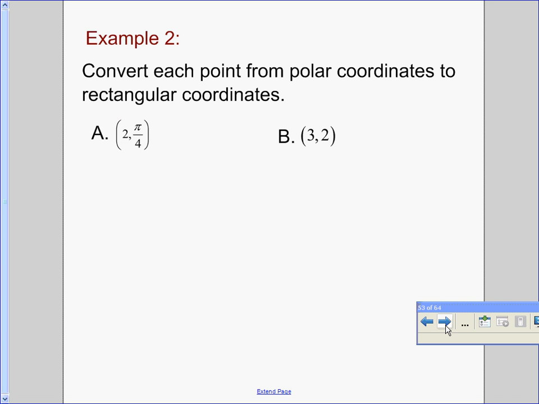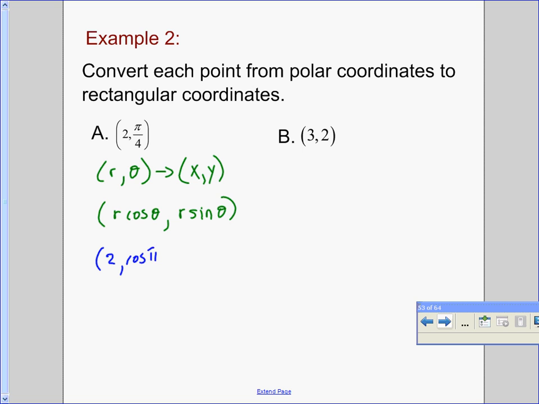All right, in this example, we're going to convert each point from polar coordinates to rectangular coordinates. So what we have is r theta, and we're going to convert to xy. All right, and remember to do that, what we need to use is r cosine theta and r sine theta. That's our formula that we looked at earlier. So using that, then I can say 2 times the cosine of pi over 4, and then 2 times the sine of pi over 4. And this is going to give me the rectangular form for this, which would give me root 2.